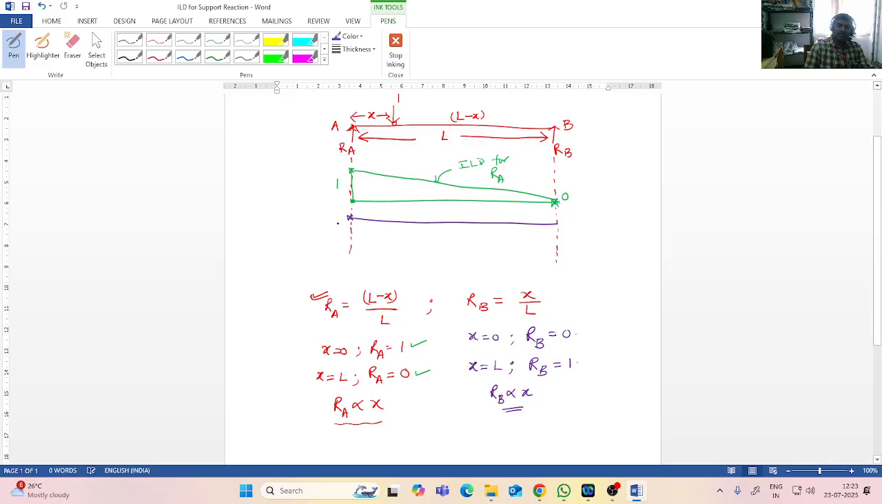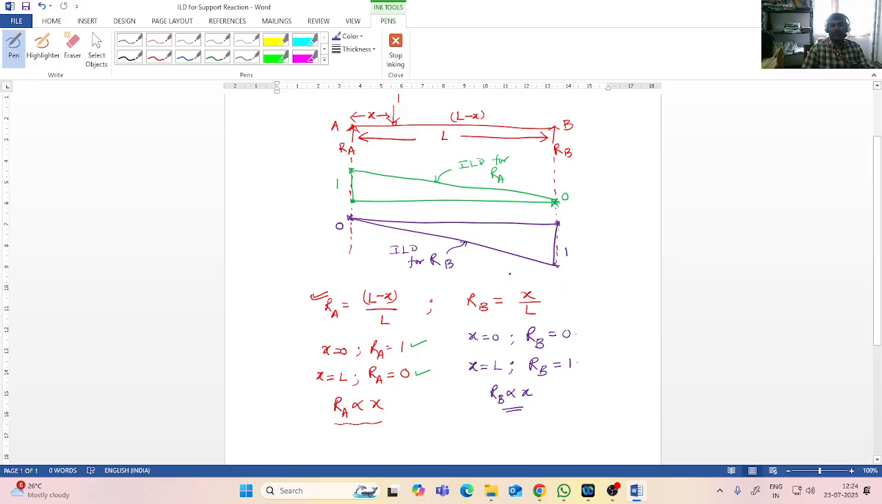So the reaction at B is 0 when the load is here. On the x-axis you plot the position of the load. When the position of the load is at A, the value of RB is 0. When the position of the load is B, the RB value is 1. Now join these two points by a straight line. So this is the ILD for reaction at B.